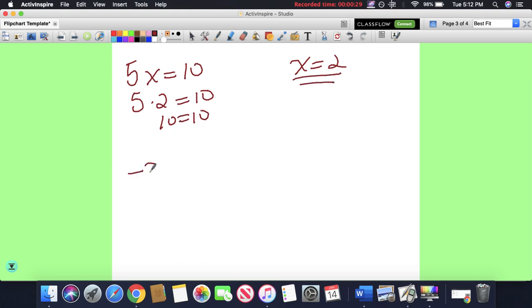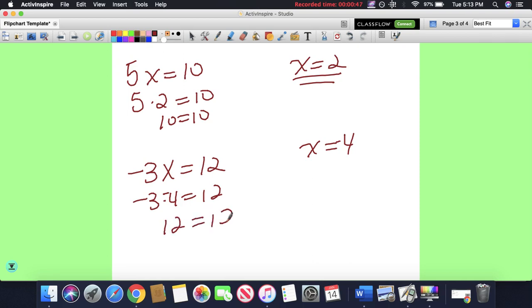Let's take another look. Negative 3x equals 12. You and I know that x in this case has to be, sorry, negative 4. If I substitute negative 3 times negative 4, I get 12. A negative times a negative is a positive, and 12 equals 12. So what's in common between these?